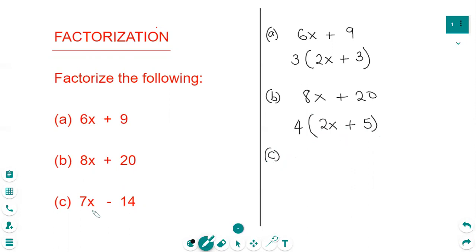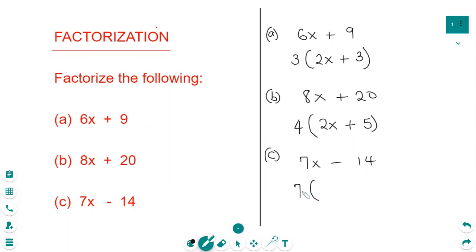And now we are asked to factorize this, which is 7x take away 14. So I'm going to write it down here. 7x take away 14. Now, just like I did in the first 2 examples, A and B, I will have to get the highest possible factor that can go exactly into 7 and 14. And that will be 7. So I write down 7 here and an open bracket.